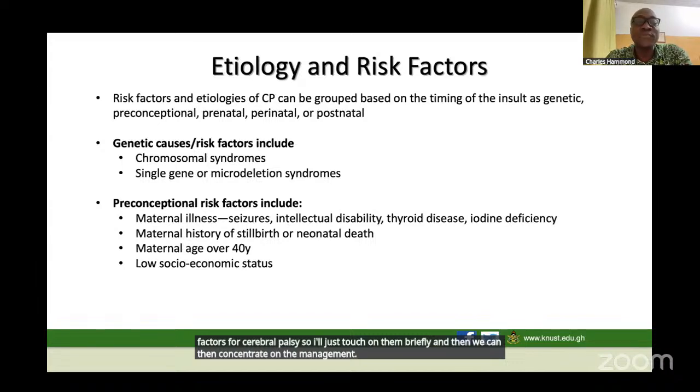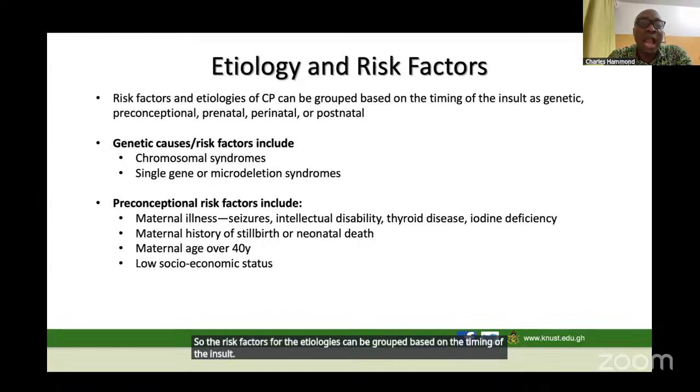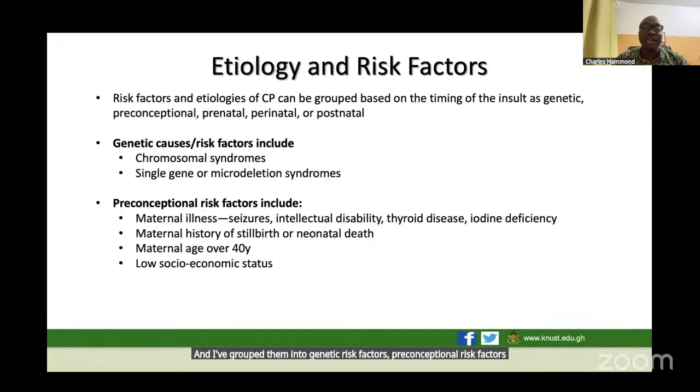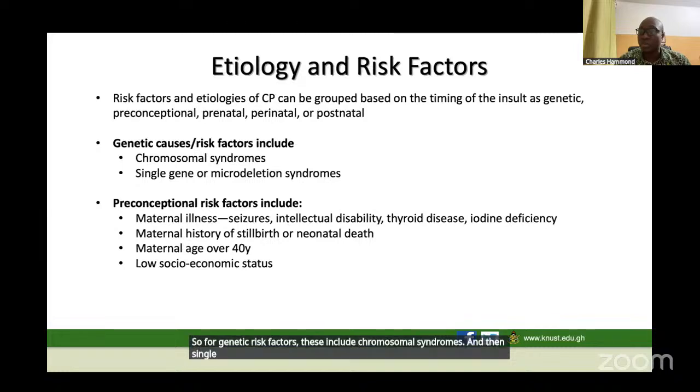So the risk factors or the etiologies can be grouped based on the timing of the insult, and they have been grouped into genetic risk factors, preconceptional risk factors, prenatal risk factors, perinatal, and postnatal risk factors. So for genetic risk factors, these include chromosomal syndromes and then single gene deletions or microdeletions that may predispose the brain to certain insults.